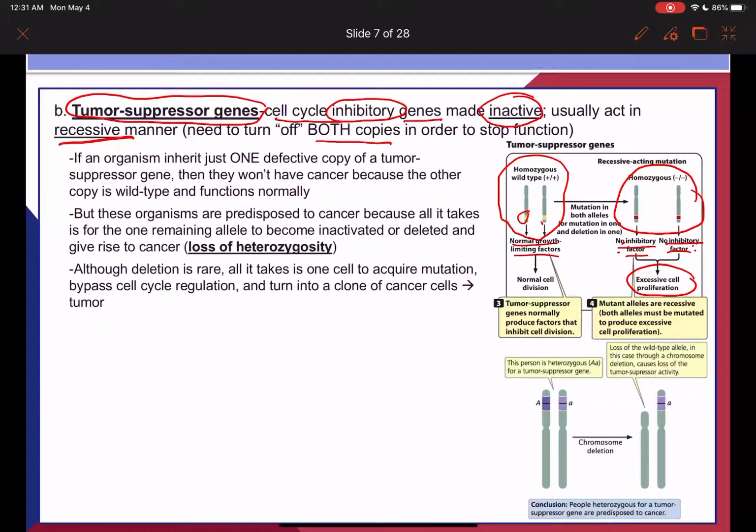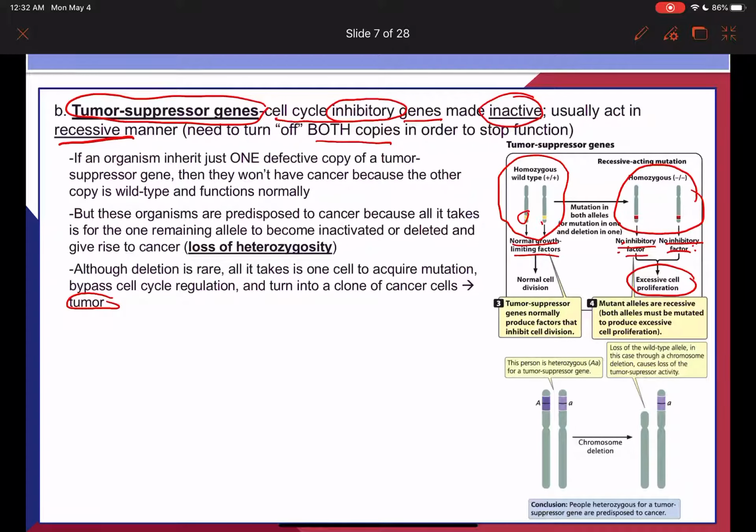But remember, all it takes is one cell to acquire the mutation and bypass cell cycle regulation and turn into a clone of cells that starts becoming cancerous, and you will end up with a tumor. So it's hard to hit that target, but it's not impossible. And especially when you are already heterozygous for a particular mutation, it makes it even easier to acquire just that one more mutation to have that normal cell turn cancerous.